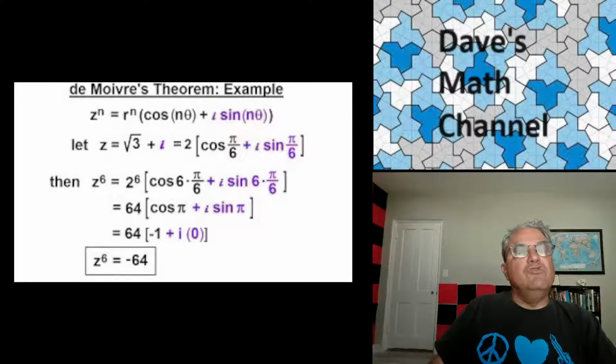So the polar form of the result is -1 plus 0i. You can leave the 0 out. So you just have 64 times -1, which is -64. That's your result. Pretty nice.